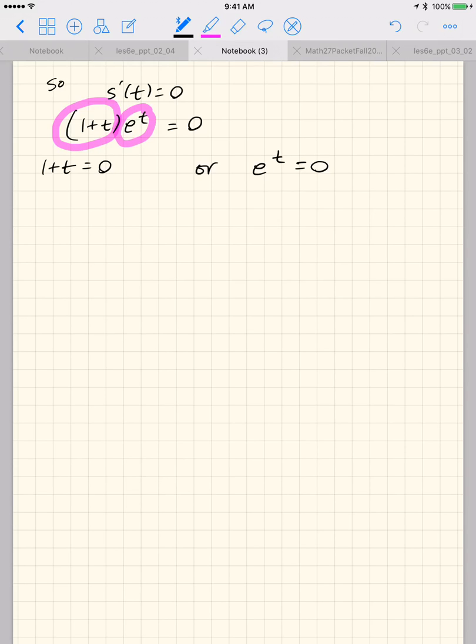Okay. e to the t is equal to 0. When is e to the t equal to 0? Never. Okay. 1 plus t equals 0. When is 1 plus t equal to 0? When t is equal to negative 1.